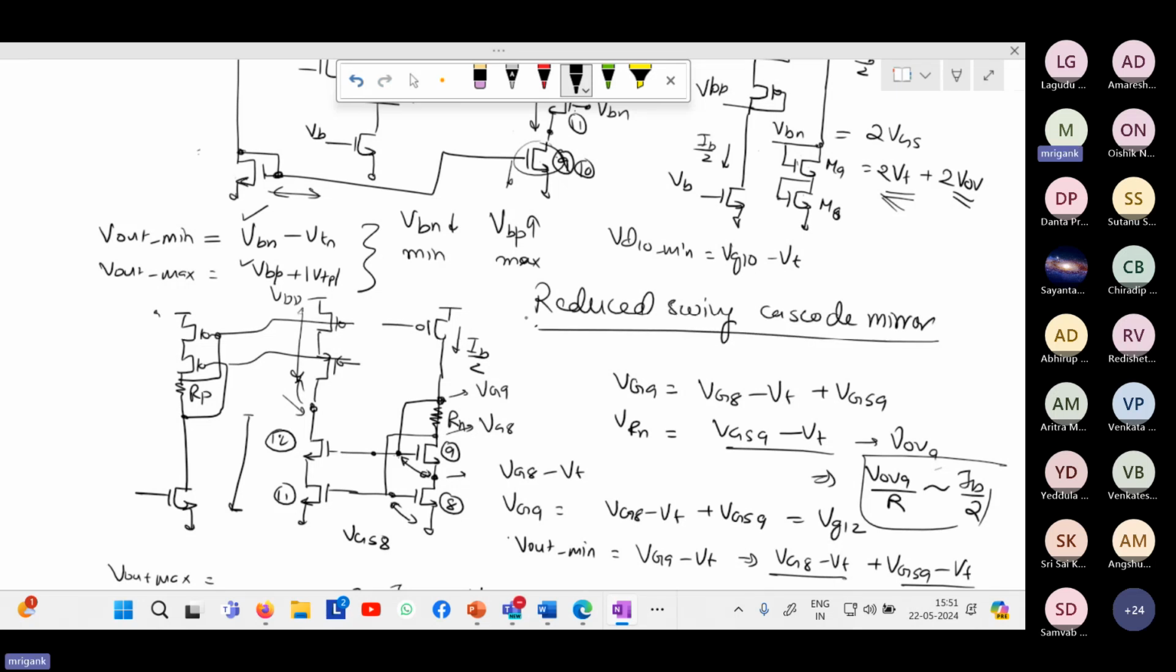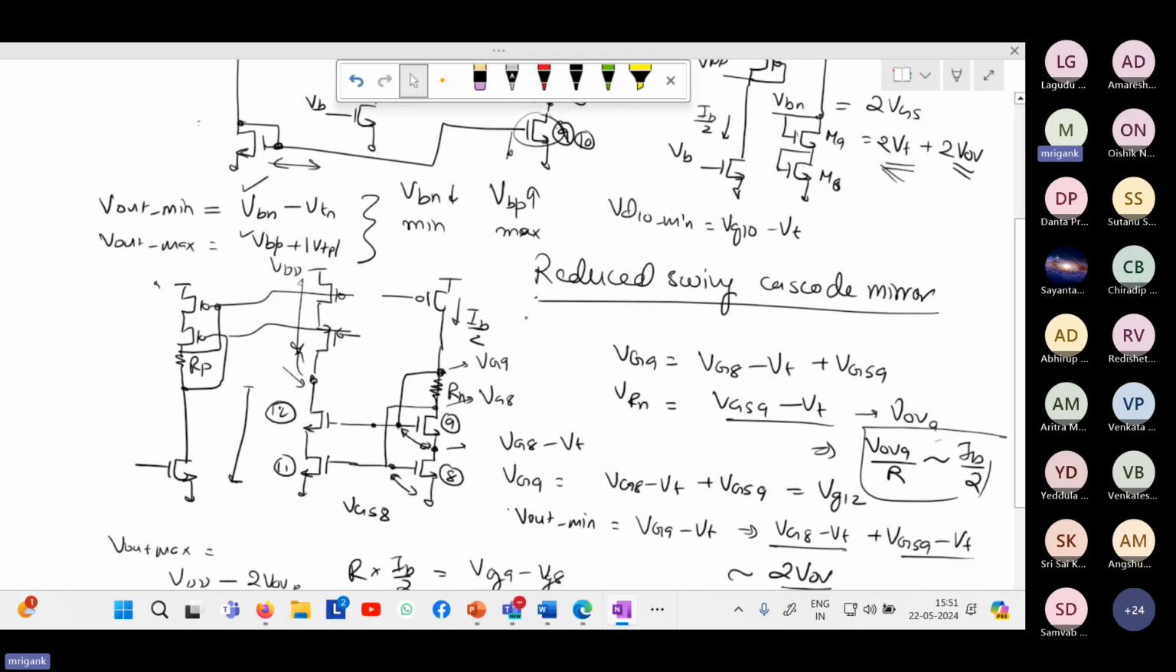There are some other ways also. In advanced nodes, there are some other ways of biasing, but for the time being, you can stick to this one.